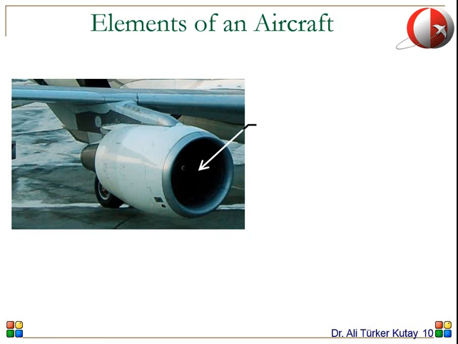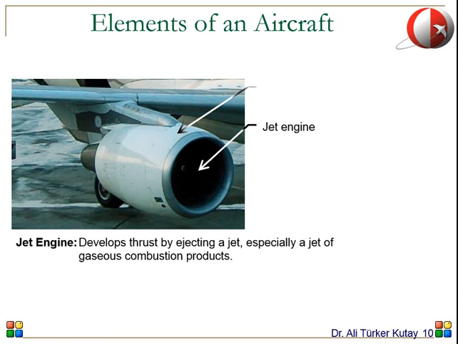Okay, so if we move along with the elements of a conventional airplane, then the next thing we talk about is the engines. Every aircraft, conventional or not, needs to have some sort of thrust force. So here we see a jet engine. The objective of this device is to create the thrust force, which is necessary to keep the aircraft moving forward.